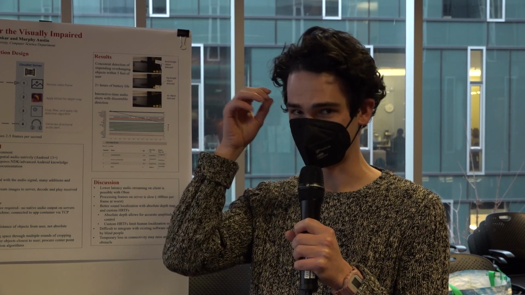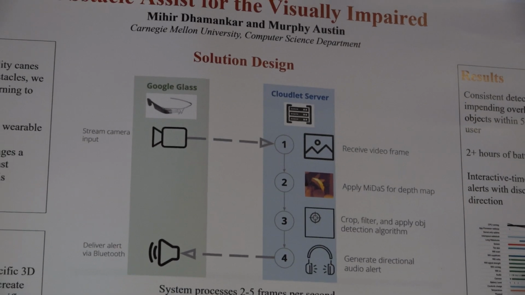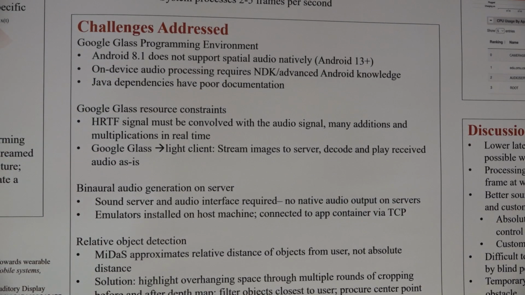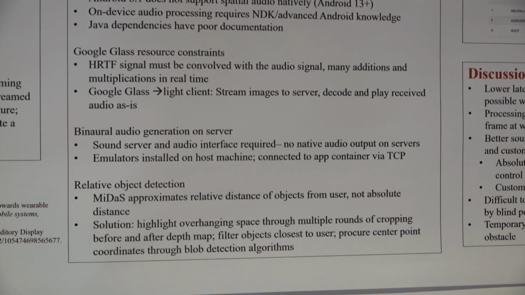So visually impaired people can use canes for ground level objects, but for overhanging objects, we are creating an application that runs on a Google Glass, which is a mobile device that you wear as a glass, and it has a camera and audio output. And we're implementing an app that runs on this and also on a cloudlet server. An app that produces alerts for visually impaired people when an impending overhanging object is coming.